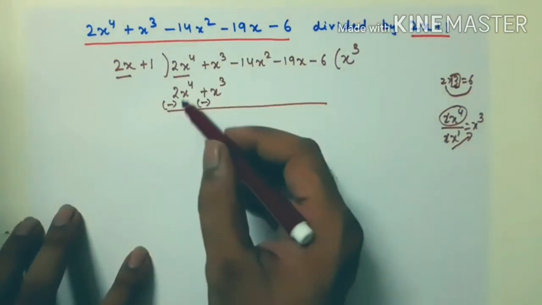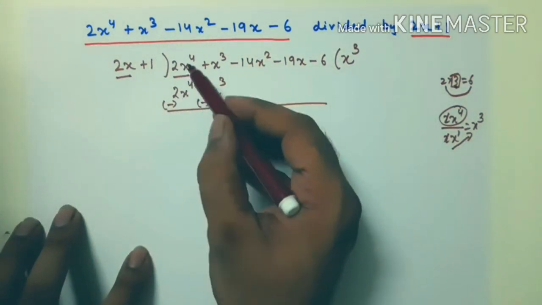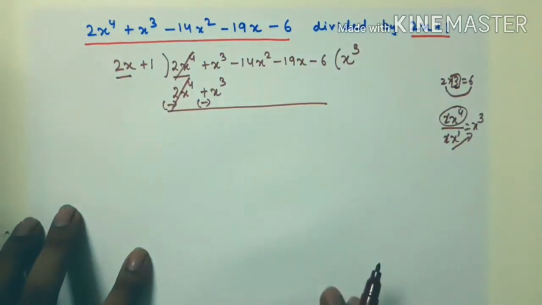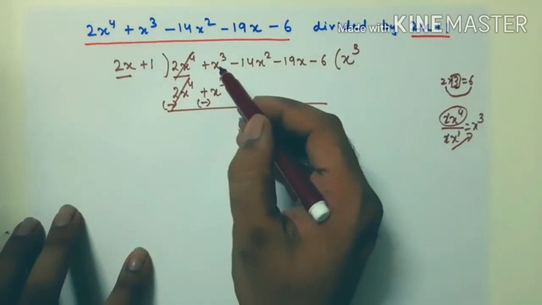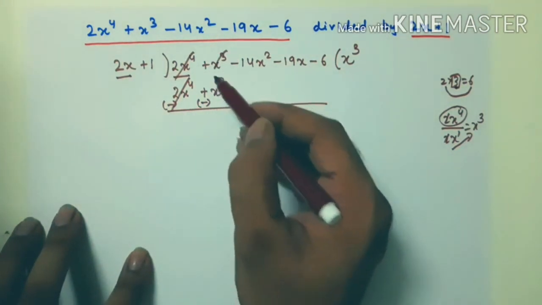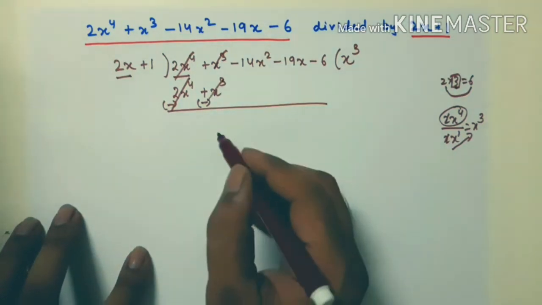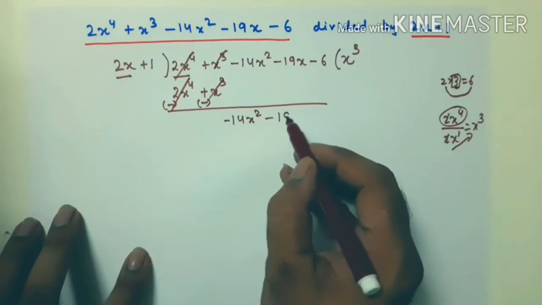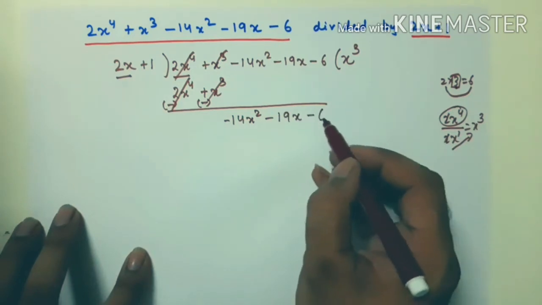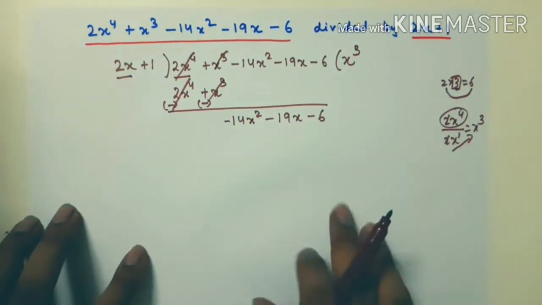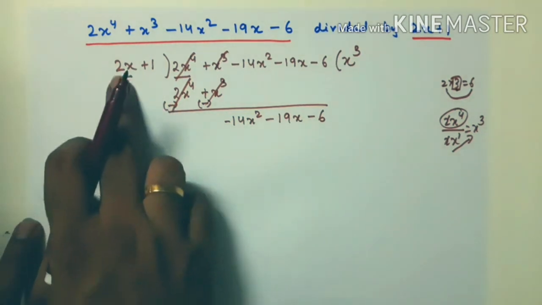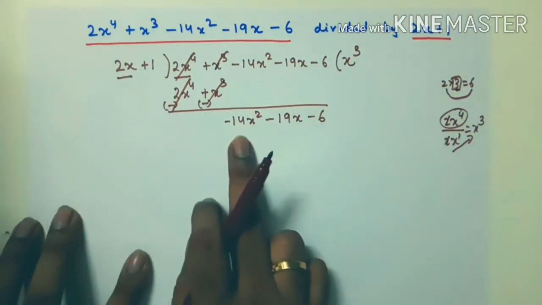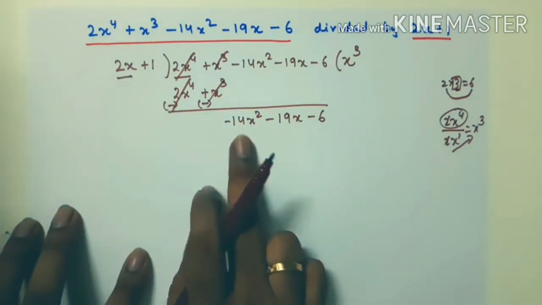Next is subtraction. 2x to the power of 4 minus 2x to the power of 4 gets cancelled. Then x to the power of 3 minus x to the power of 3 also gets cancelled. Whatever is left is minus 14x squared, minus 19x and minus 6. Now let's proceed the same way again. See the first terms only: 2x and minus 14x squared. You have to just match the first term.